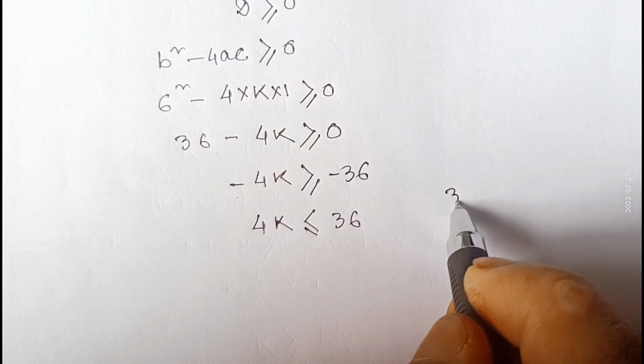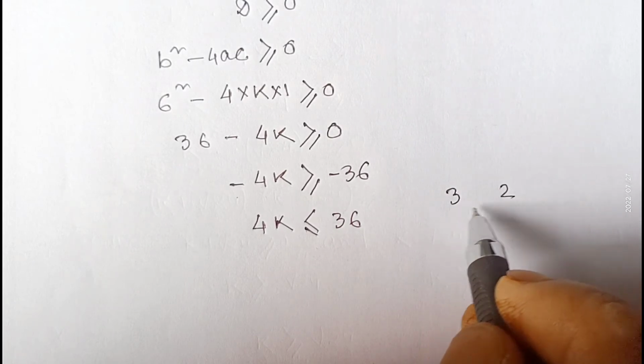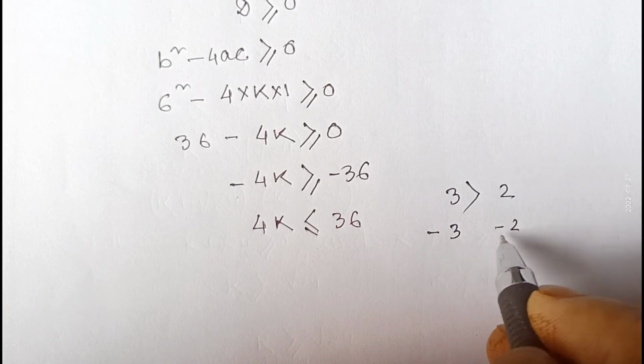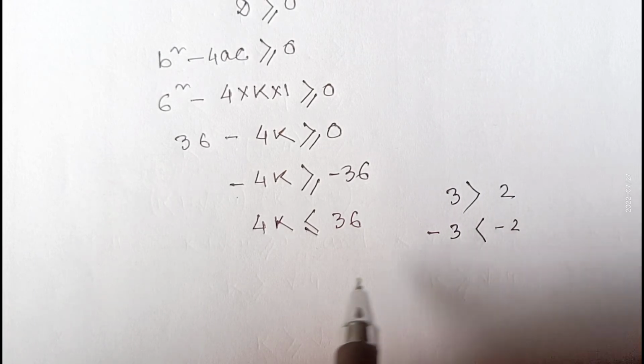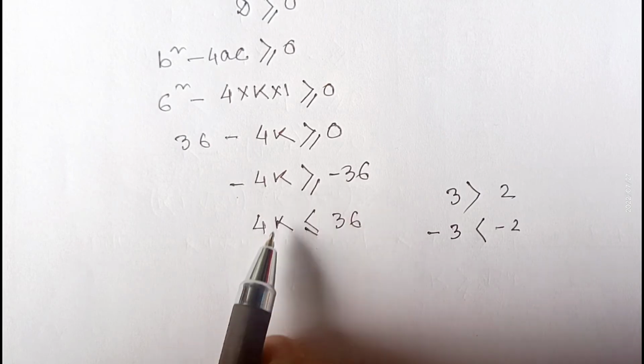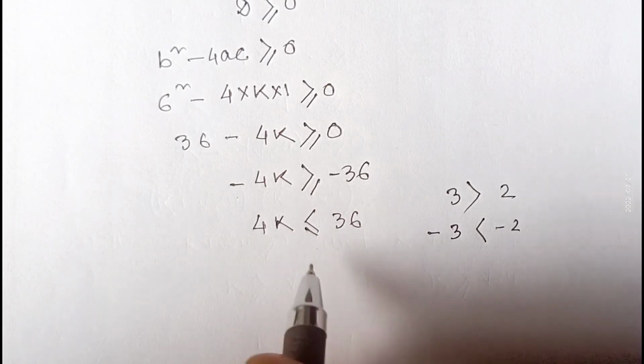Just think of 3 and 2. Out of 3 and 2, 3 is greater. But if I take minus 3 and minus 2, then minus 2 will be greater. Similarly here, minus 4k is greater than or equal to minus 36, so 4k will be less than or equal to 36.